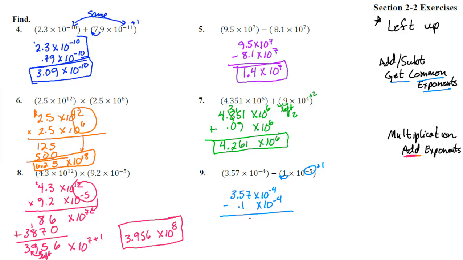7 minus 0 is 7. 5 minus 1 is 4. 3 minus 0 is 3. Decimal comes straight down, 3.47 times 10 to the -4th power. And there we have it. Good.